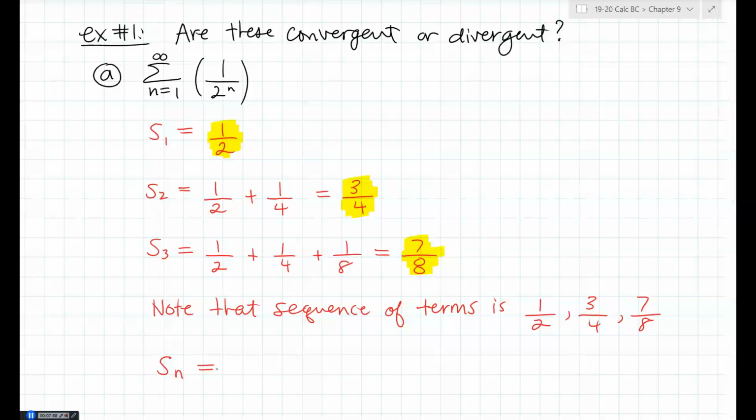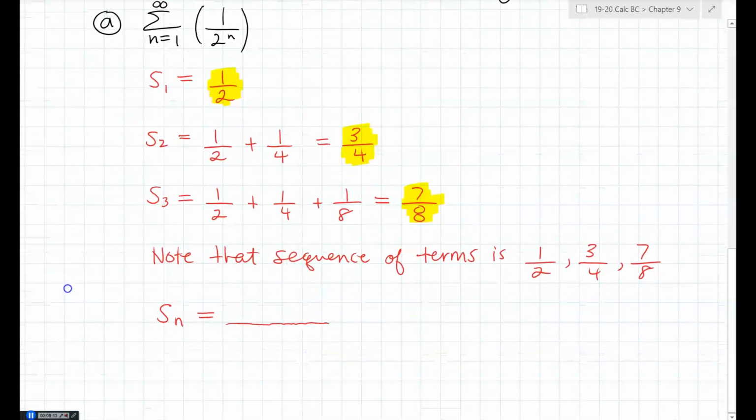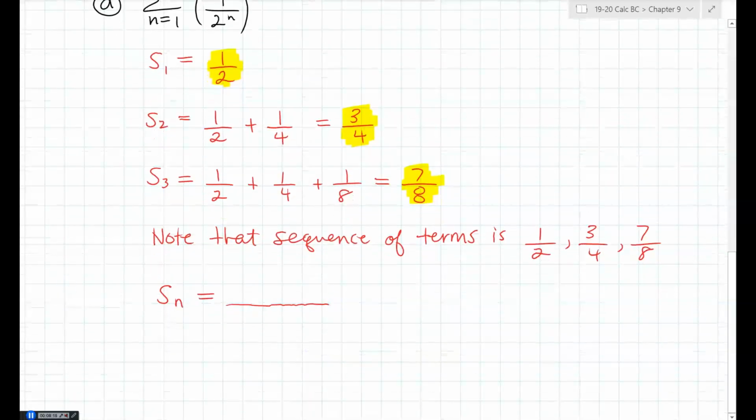So how can I write 1, 3, and 7 as a function? And the same goes for 2, 4, and 8. Well, I know 2, 4, and 8. 2 to the nth minus 1 for what? The top or the bottom? For the top. That'd be correct. 2 to the nth minus 1. Okay?